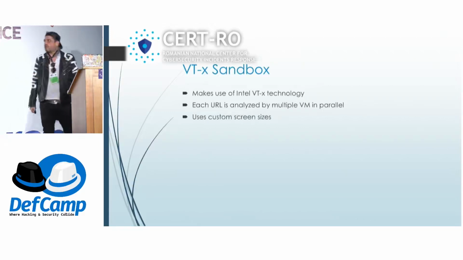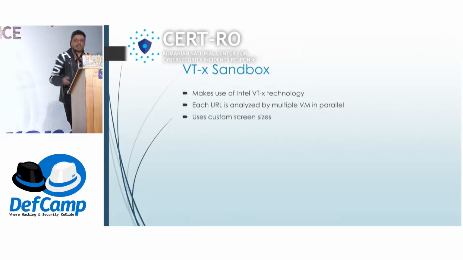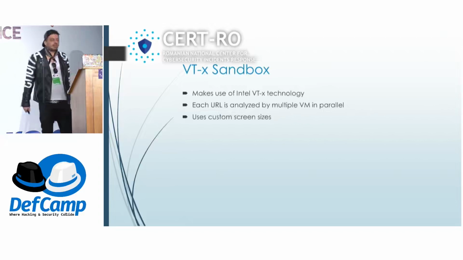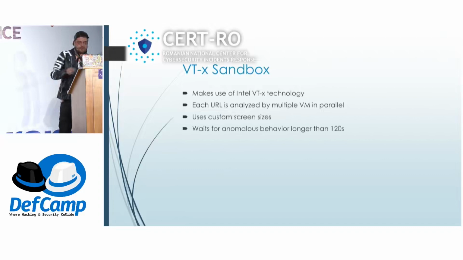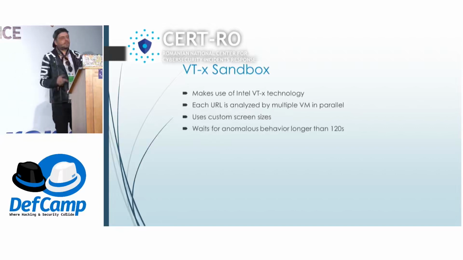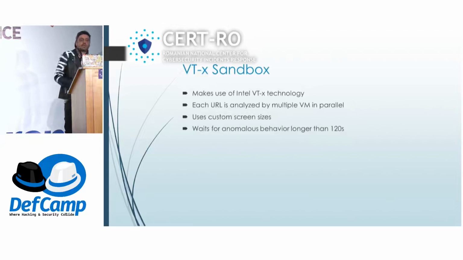Also, every instance uses custom screen sizes generated randomly on the fly, so that the attacker doesn't see that we have predefined screen sizes, so they don't know if we are a human operator or a virtual machine analyzing the code. Also, it waits for anomalous behavior longer than 120 seconds. We have two minutes when we wait to see if the code does something malicious or not.